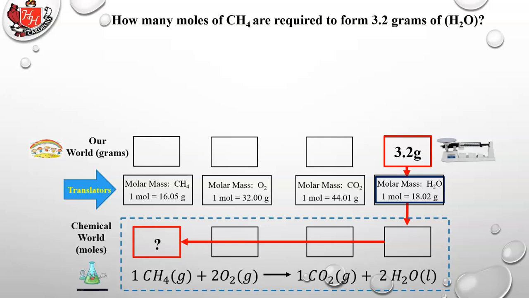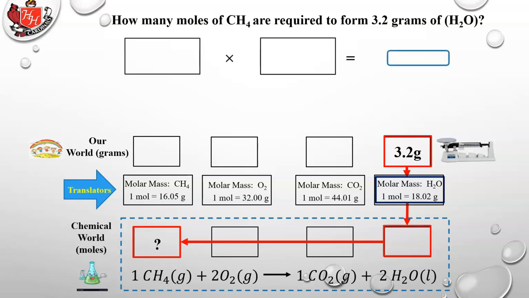So this is going to be a two conversion problem. Why? Because we have to convert from grams to moles of water, and then we have to convert from moles of water to moles of CH4 where the question mark is. So there you see two boxes up above. We're going to need two conversions. So we're starting off on the left with 3.2 grams of H2O, and we're going to end up with some unknown number of moles of CH4.